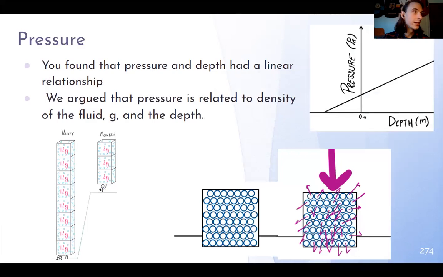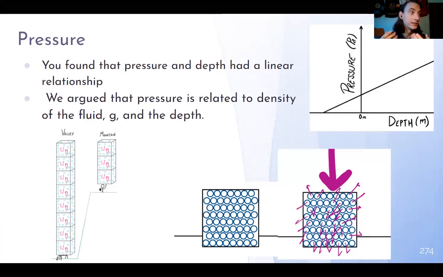So we did that lab, and we found that we have this linear relationship between pressure and depth. I have the equation on the next slide. And then what we argued also is that pressure is related to the density of the fluid, g, that gravitational constant, and the depth. So we can imagine the air, right? We say this air is a fluid. It has a density. It has a volume. It has mass to it.